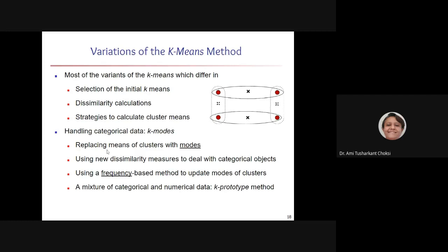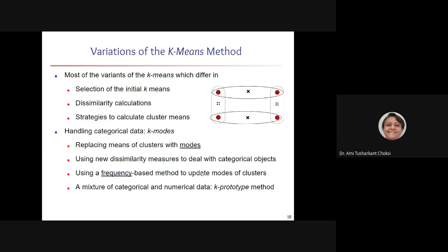In K-means we were using the means. Now if we are talking of the K-modes algorithm, then we are replacing the means of the clusters with modes. We already know how to find the mode, right? Using new dissimilarity measures to deal with categorical objects, and using a frequency-based method to update modes of clusters.